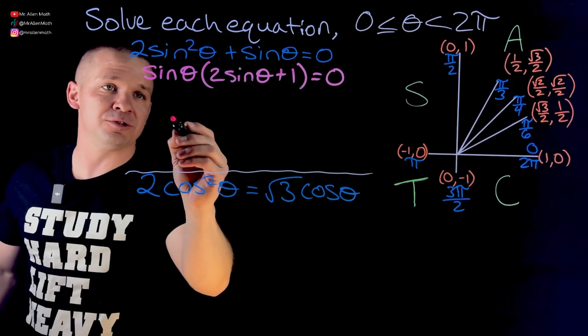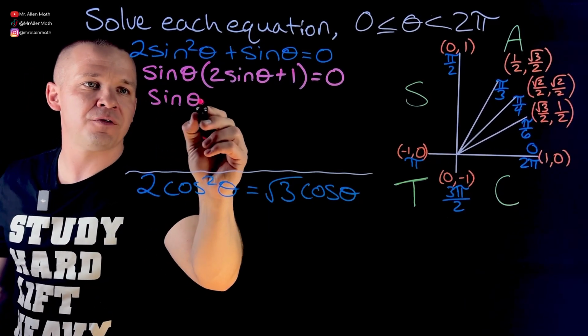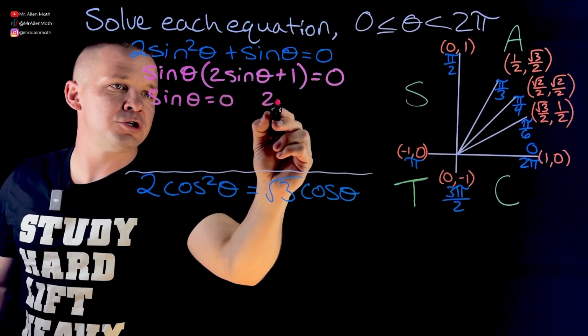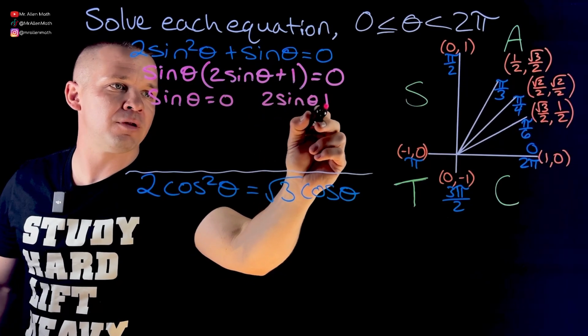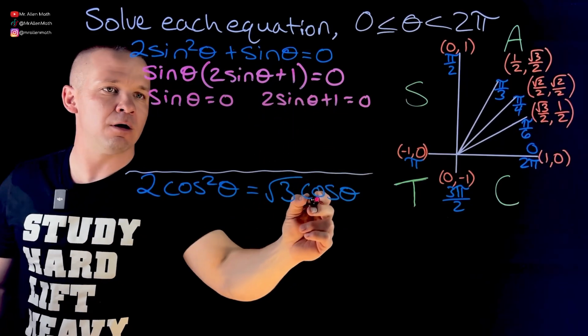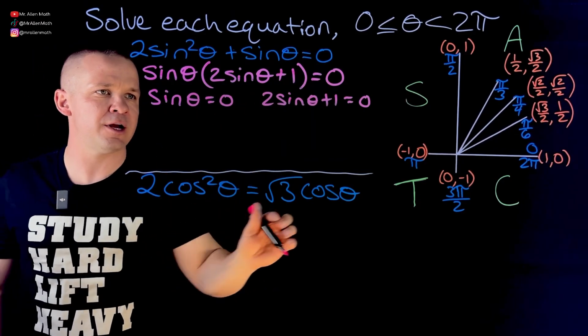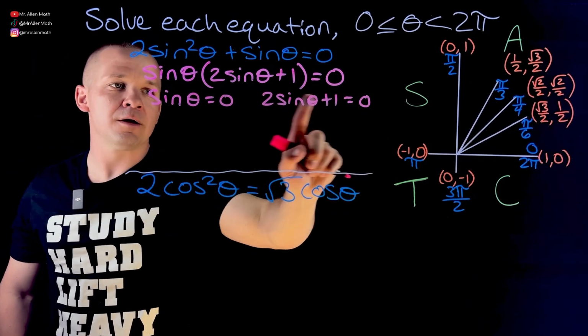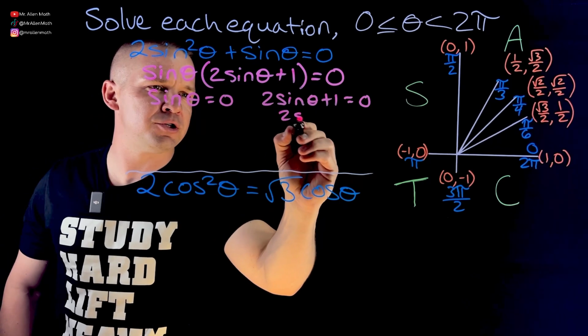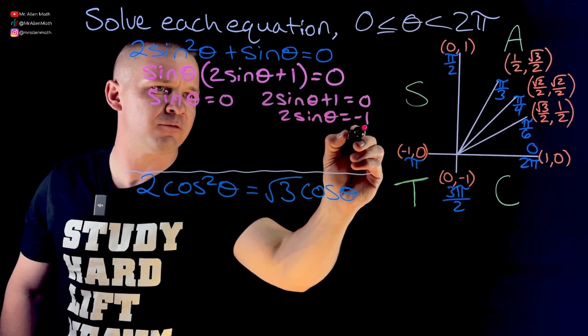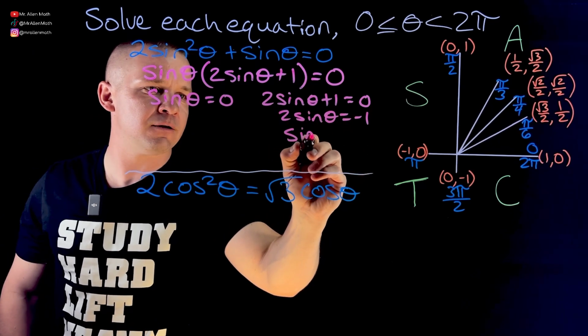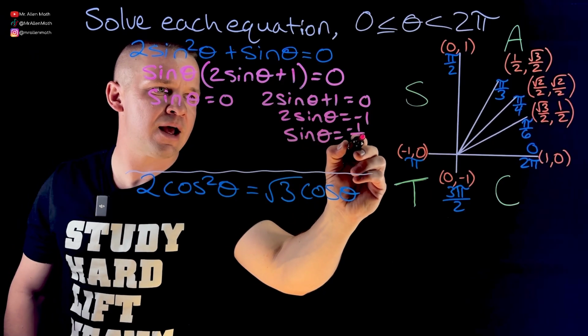I can set these two equal to 0. So I'll have sine of theta equals 0, and I'll have 2 sine theta plus 1 equals 0. Well, this guy's good to go. We'll get to that in a sec. Let's solve this one over here. I could subtract 1 and divide by 2. I'll do it in 2 steps here to show everything. -1. And now I'll have sine theta equals -1/2.